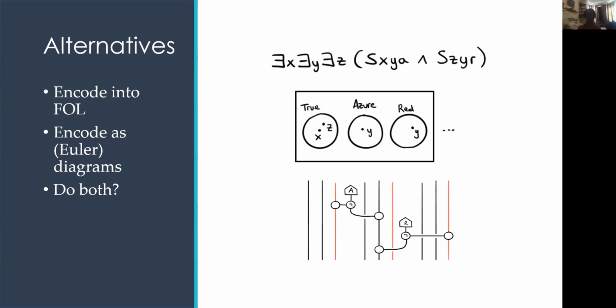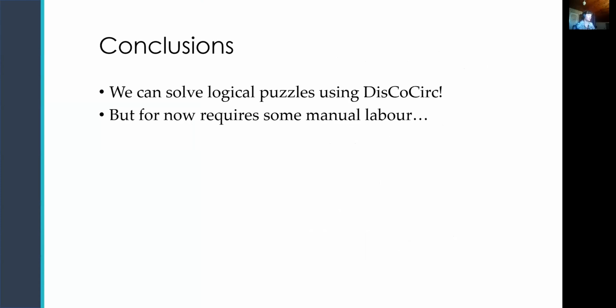So the conclusion to be drawn is that we can solve logical puzzles by encoding their meaning directly rather than extracting the logical form explicitly. But for now, at least, it requires a bit of manual labor in identifying the different components of the problem so that we can encode them appropriately. But potentially we can reduce that by focusing more on how the grammar works.